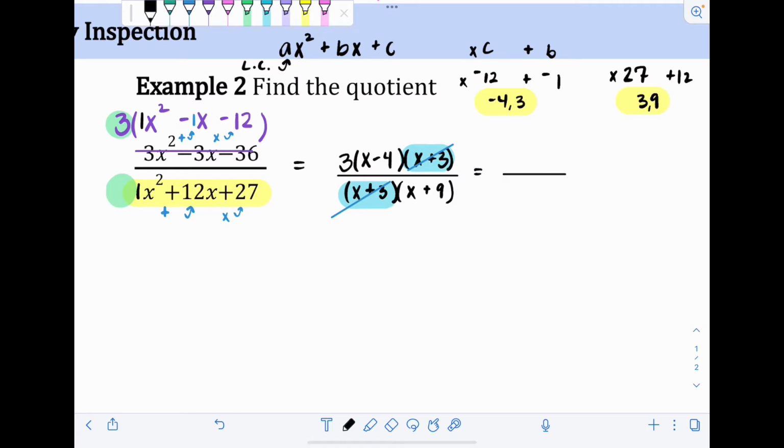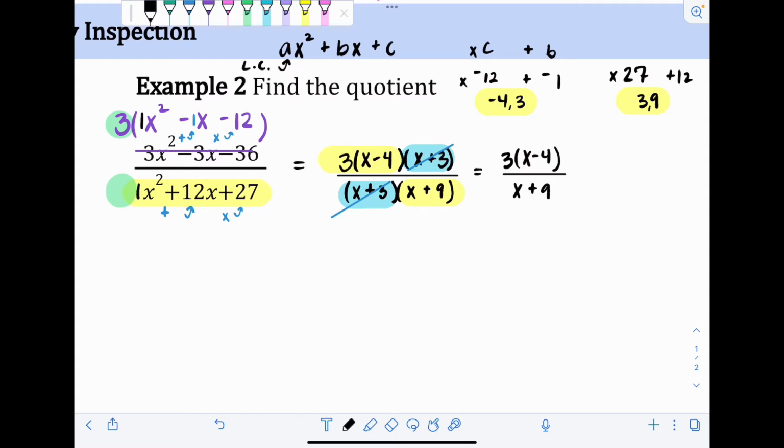And one thing I'm going to add there is, in order for them to be canceled out, there needs to be one in the numerator and one in the denominator. It would not work if they were both in the same location, like both in the numerator or both in the denominator. It has to be 1 and 1. So in the numerator, I have 3 times x minus 4. And in the denominator left over, I have that x plus 9. I don't really need the parentheses around that one because I don't have anything else being multiplied by it.